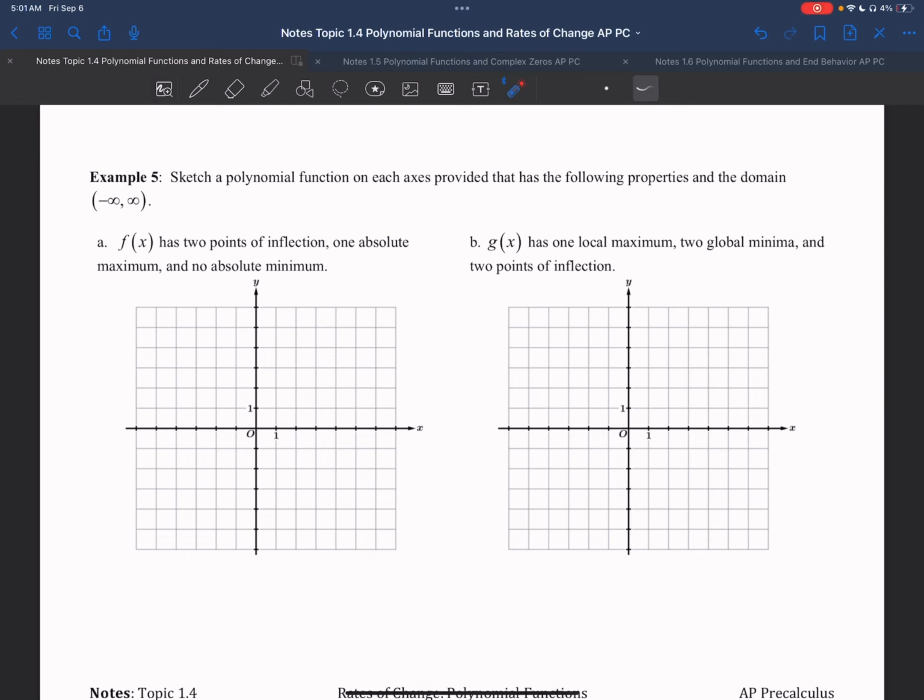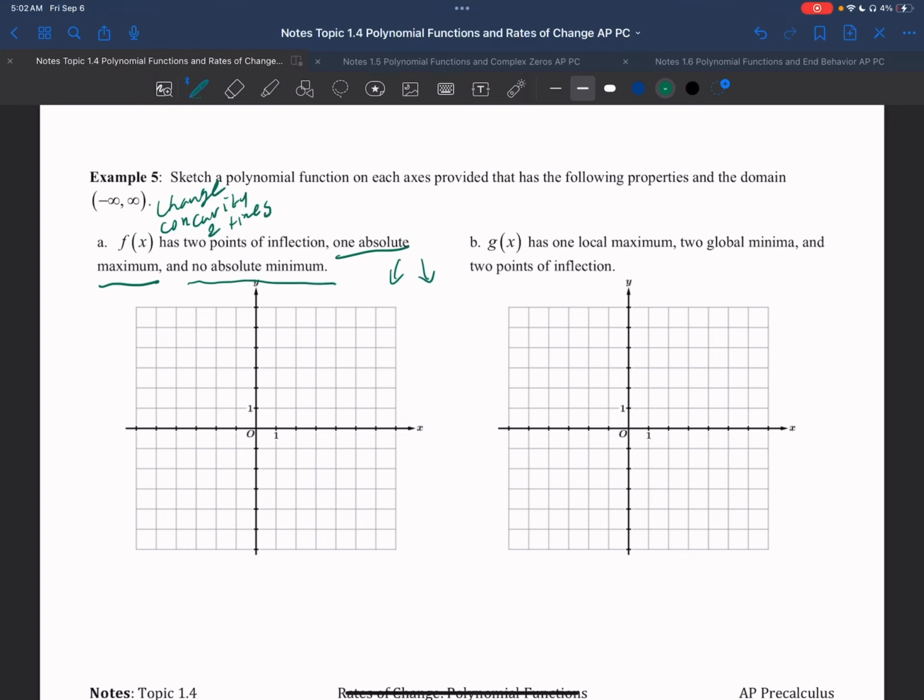Example number 5 wants you to sketch a polynomial on each of the axes provided with the following properties. You do have a domain from -infinity to +infinity. The first example wants you to draw a function where f of x has 2 points of inflection, meaning it will change concavity twice, so I'm going to make a note of that. It also wants one absolute maximum, and then it cannot have an absolute minimum.